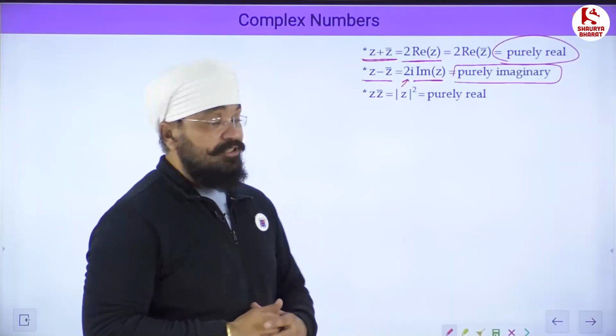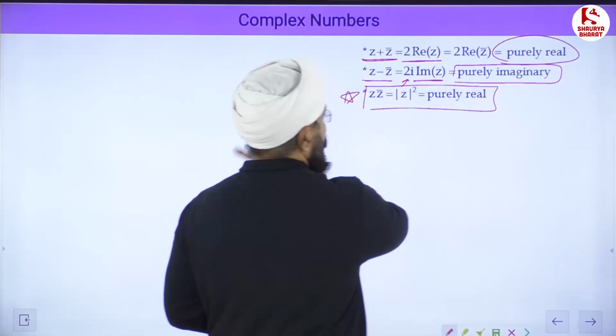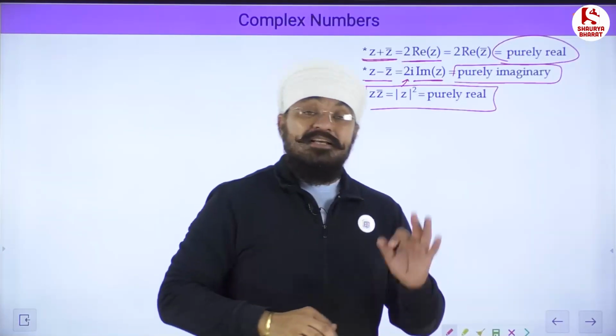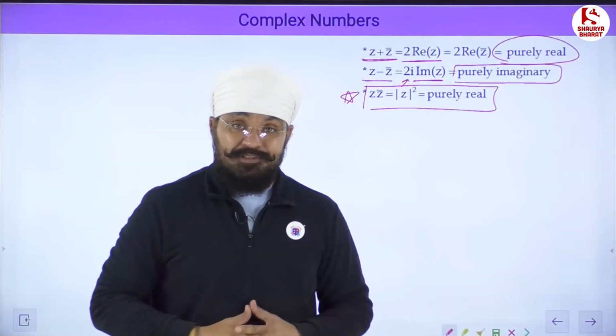We may get a few questions in this property when we apply it, and this we have already studied, that is the product of a complex number with its conjugate. So these are three important properties which you have to remember for solving the questions.